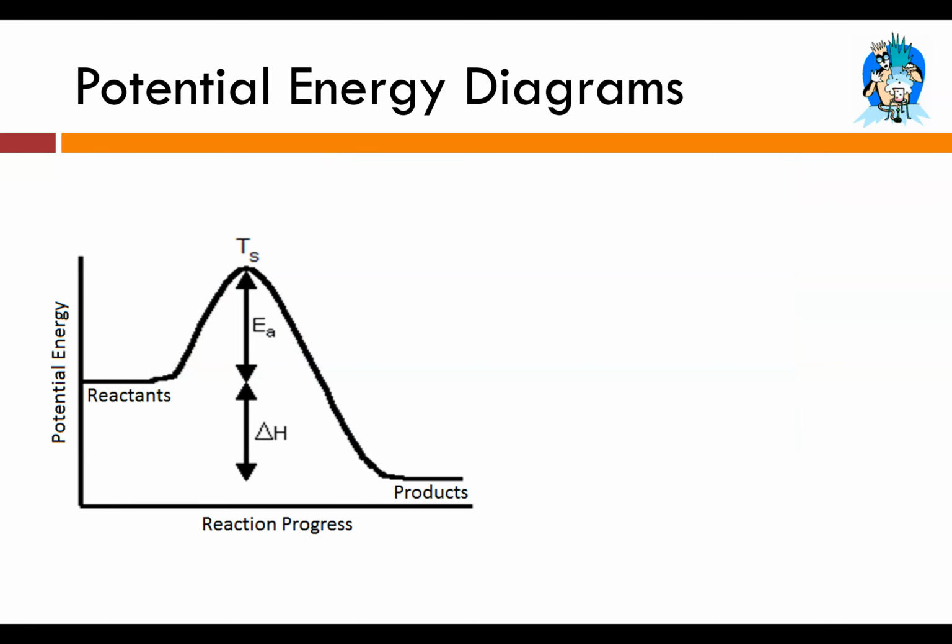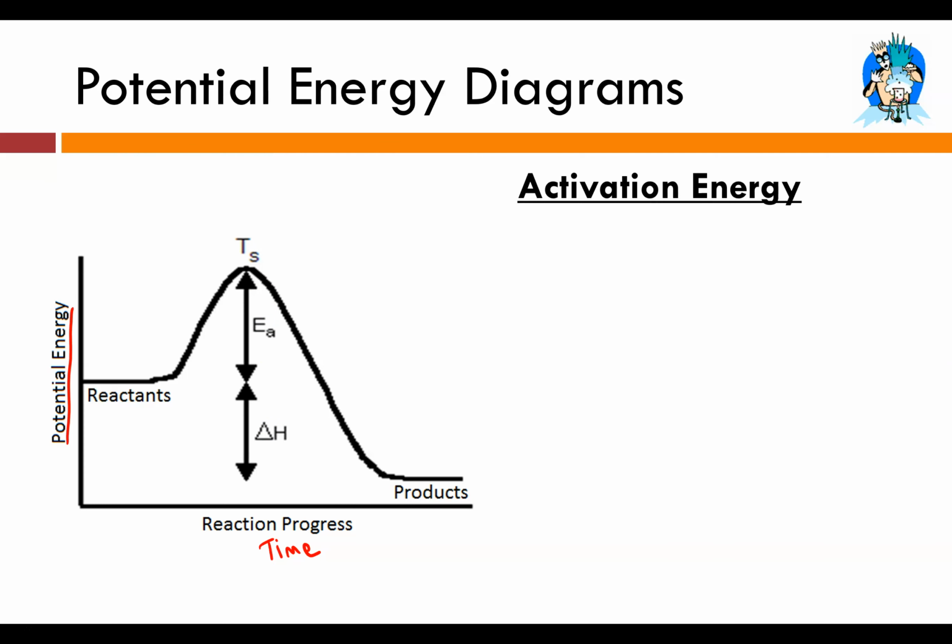So let's go ahead and look at a PE diagram. This is a pretty typical looking one. We're going to see potential energy on the y-axis. We've got reaction progress on the x-axis. Sometimes you might just see time. It's one and the same. We've got our reactants over on the left-hand side of the diagram. We go up a hill, we come down the hill, and we reach the products. Really simple roller coaster ride. Along the way, we've got TS, E sub A, and delta H that we have to familiarize ourselves with. So let's do that now.